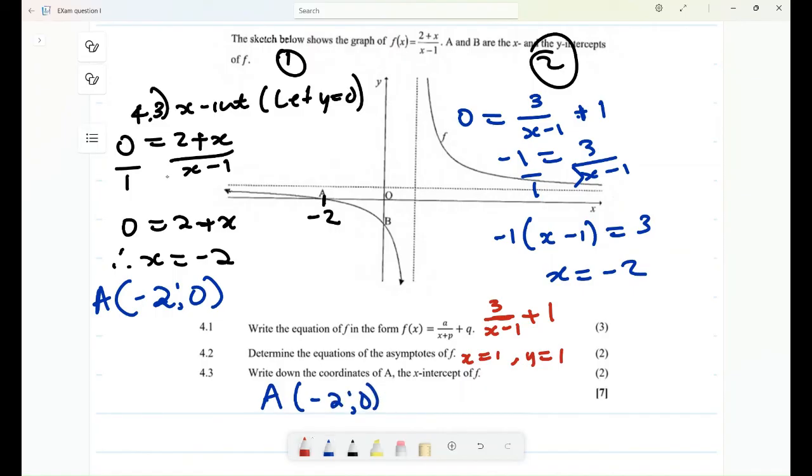Your first mark is for substituting Y as 0, then this. So please answer the question in full context.